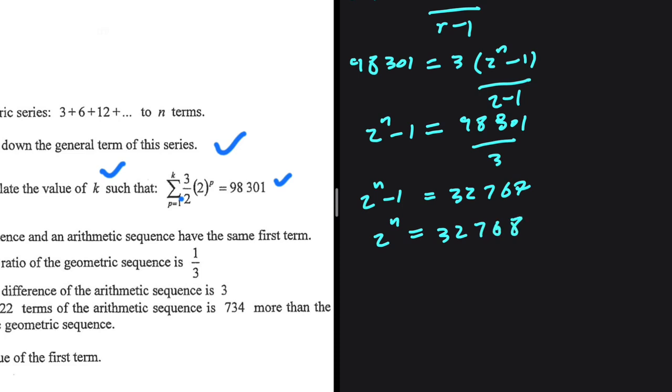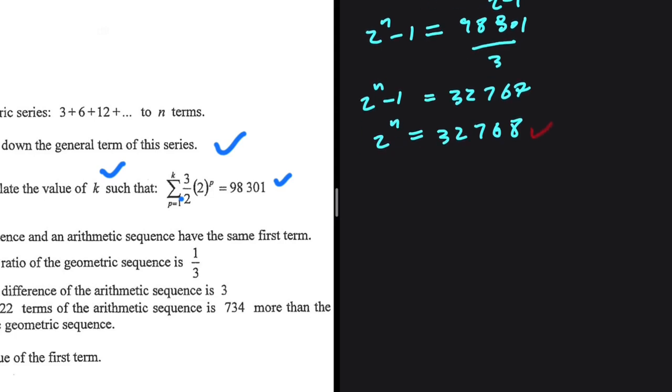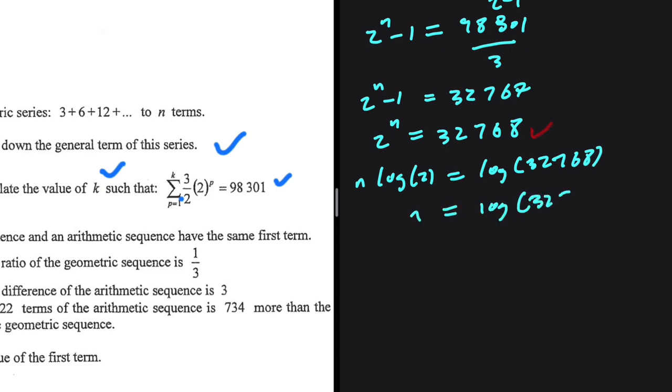32,768. I don't know whether I can write this number with a base of 2 or not, but it is just going to waste my time trying to figure that out. I'm just going to go ahead and take log on both sides. If I do that, I'm going to get n log of 2 being equal to log of 32,768. So I can just divide both sides by log of 2, right? So 32,768, everything divided by log of 2. So let me go ahead and put that in my calculator and see what I have.